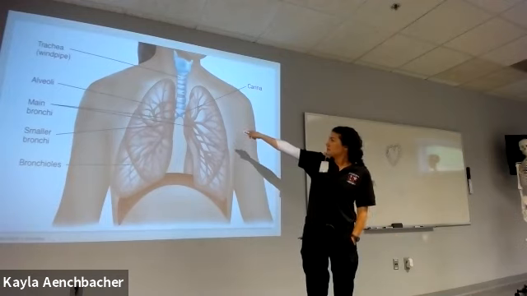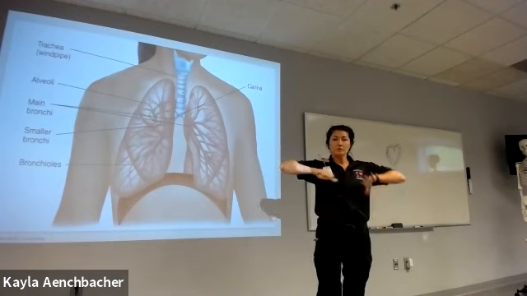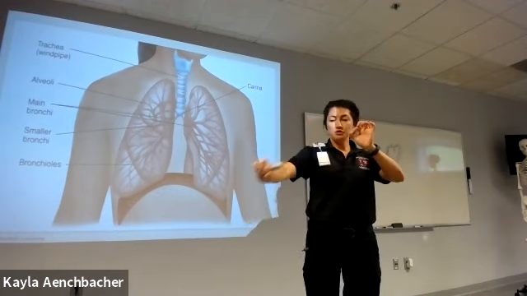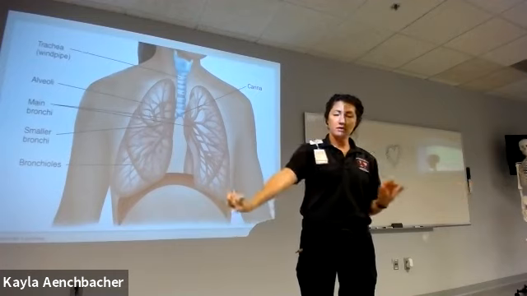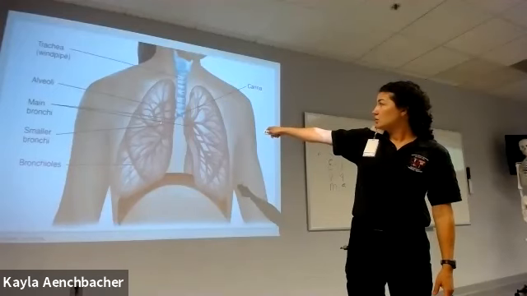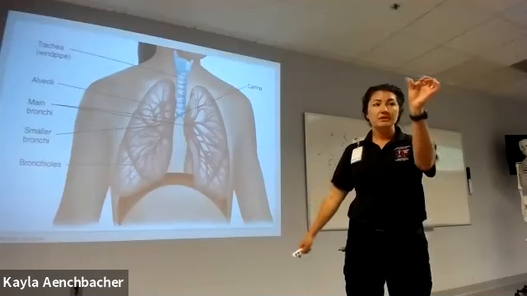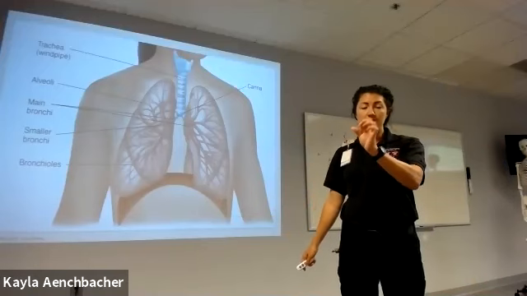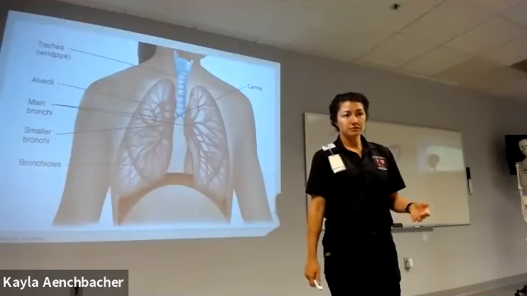To the carina. And then from here, we're going to branch off into the big tubes that go to my right lung and my left lung, my bronchi, my main stem bronchi. Right? From these big, wider tubes, they get smaller and smaller and smaller, and those smaller tubes are called bronchioles. And then from the bronchioles is the pulmonary capillaries and the alveoli.